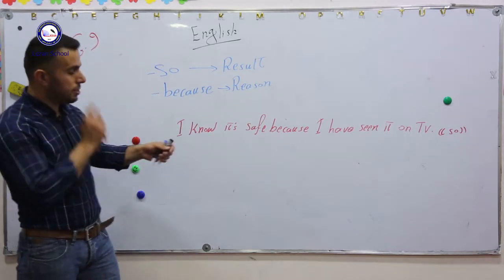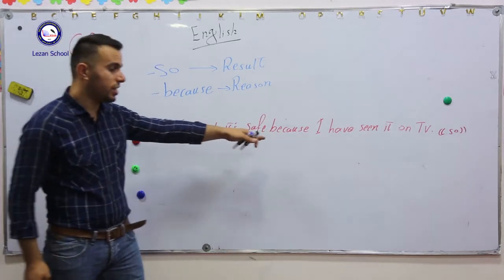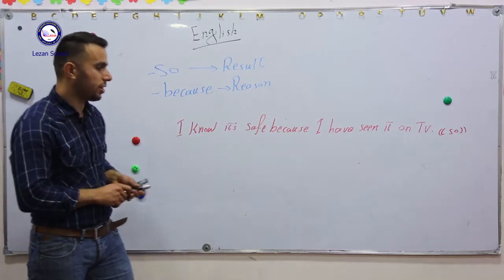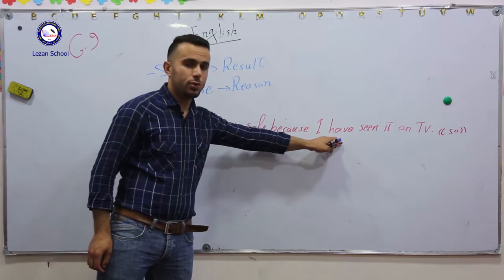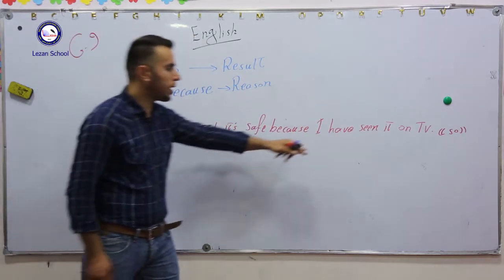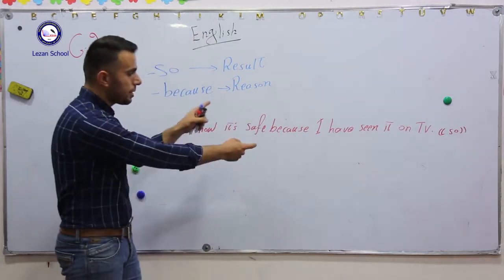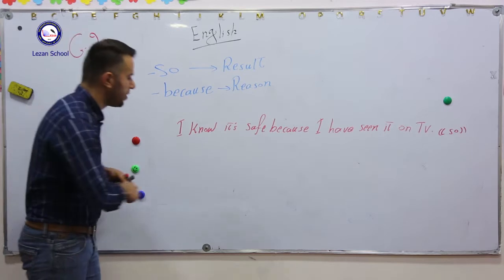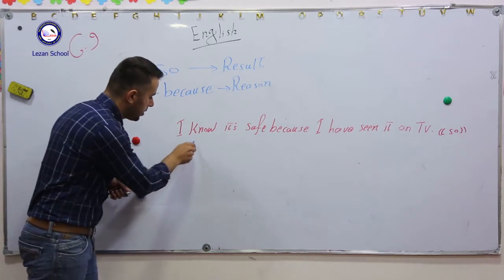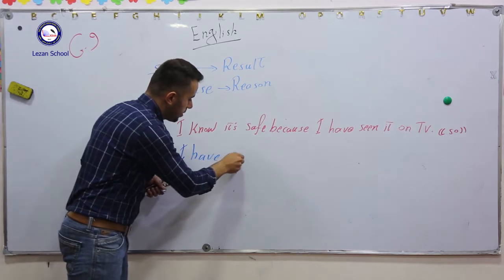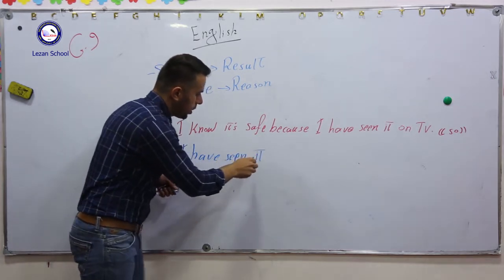So we said because indicates the reason. So it's easy to know which one is the reason and which one is the result. The reason comes after because, the result comes before because. So we have to exchange the place of these two sentences. I have seen it on TV.